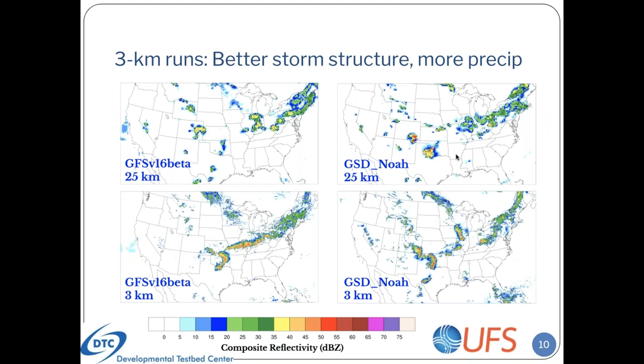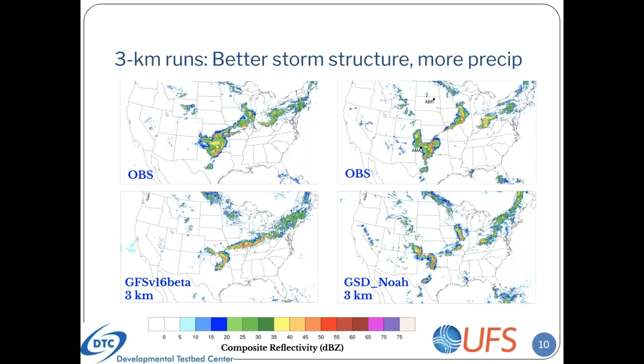So looking at the representation of the convection in several of these runs, GFS physics on the left, GSD physics on the right, you can see that, as we might expect, the representation of convection is not so great in the 25-kilometer runs, but it actually looks more realistic in the 3-kilometer runs. One thing that I'll point out as I put the obs up for this case is that if you compare the two, you'll see that there's a distinct lack of stratiform precipitation at the 3-kilometer grid length in both GFS version 16 beta and GSD physics. This is something that the team is going to look into in more detail as we enter into the second year of the project here.